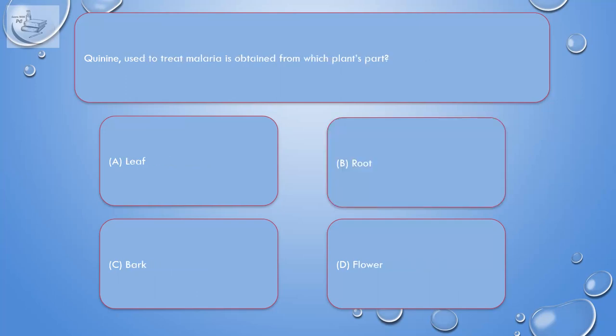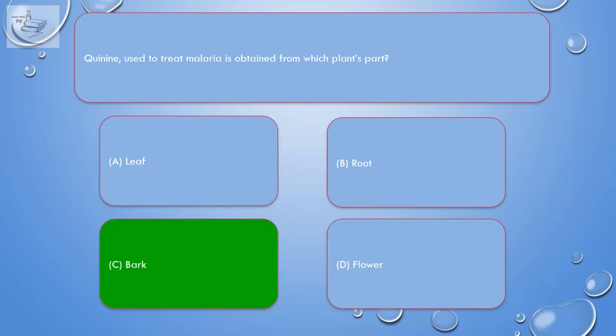Question: quinine, used to treat malaria, is obtained from which plant's part? A. Leaf. B. Root. C. Bark. D. Flower. Correct answer is C. Bark.